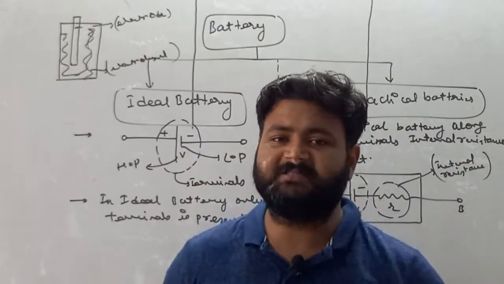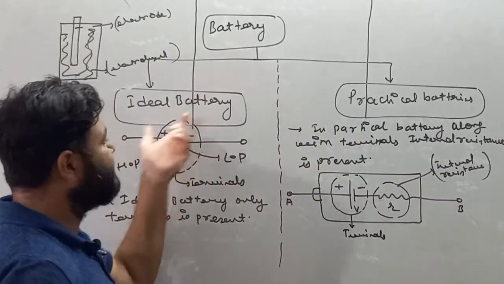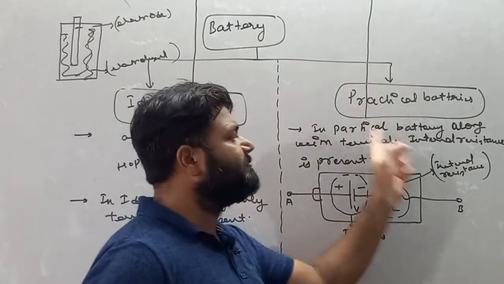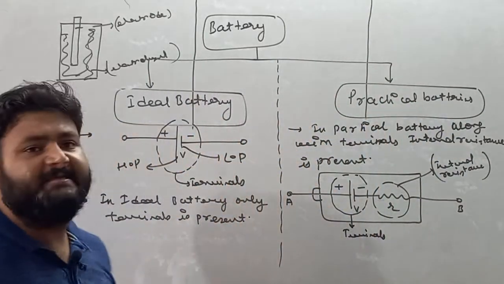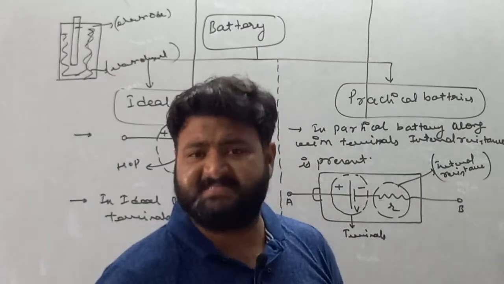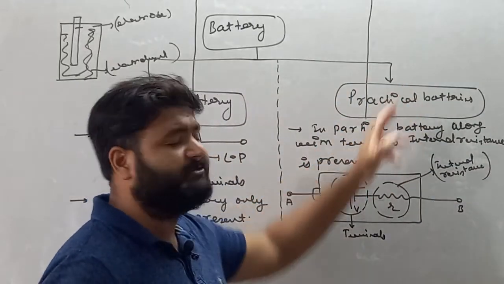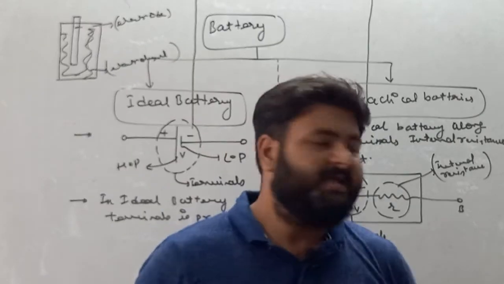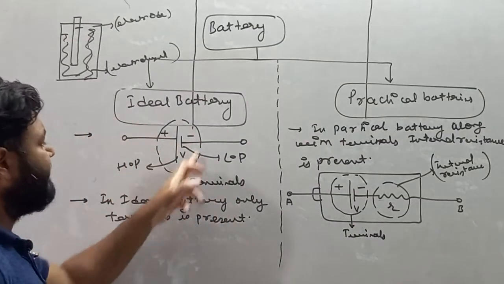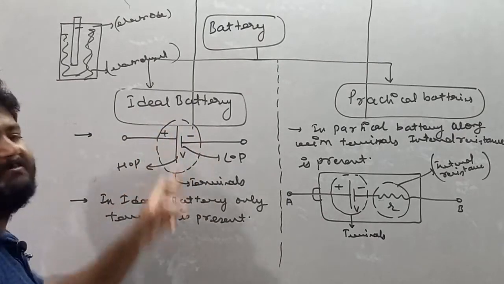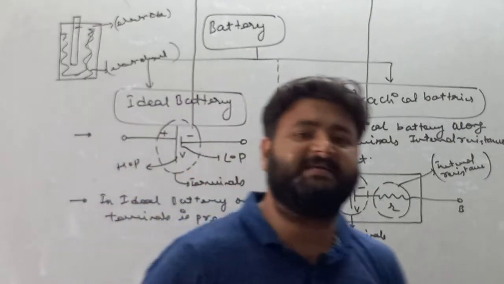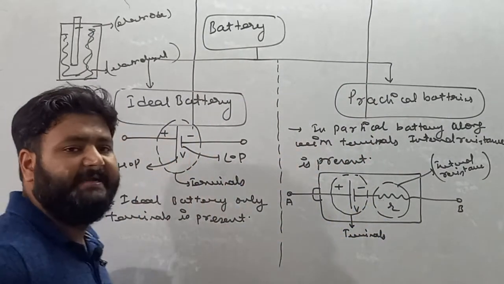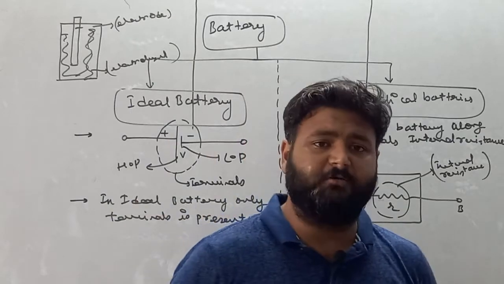So let's conclude this thing, my dear student. Battery is of two types: one is ideal battery and another is practical battery. Ideal batteries are those which are made in circuit, and practical batteries are those which are practically used in electrical devices. In ideal battery, only terminals are there, one positive terminal and the other negative terminal. The positive terminal represents higher potential and the negative terminal represents lower potential.